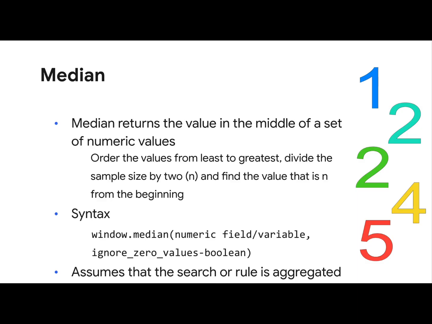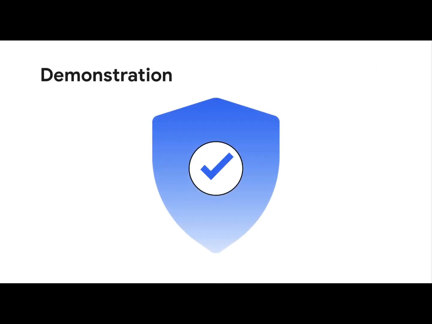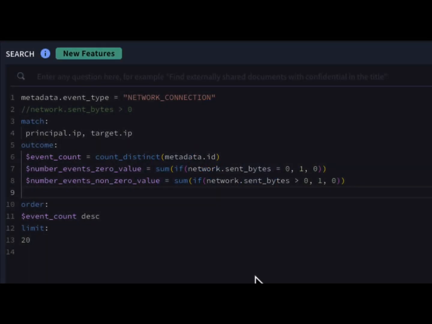This function assumes that the data in the rule or search is being aggregated, which means that there is a match section, and this function can be used in the outcome section. Let's start with a search of network connections and then aggregate the results by the combination of the principal and target IP addresses. This generates a listing of IP addresses in our search window. We can add the outcome section to perform a number of calculations based on the aggregated or grouped IP addresses.